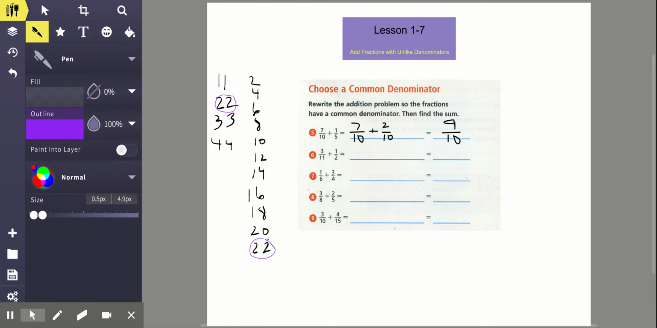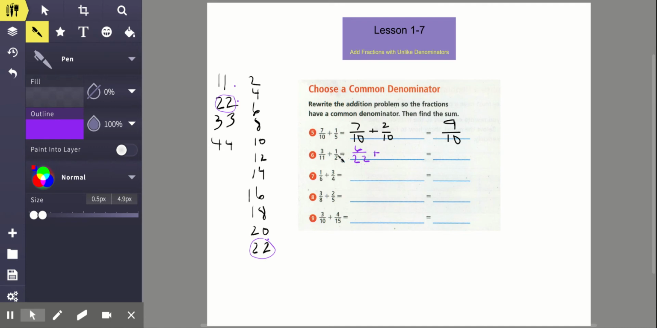So now we're going to rewrite our problem. So 3/11. I need to make my denominator 22. So how did I get there? What did I multiply 11 by to get to 22? I multiplied it by 1, 2. So 3 times 2 would be 6. So I have my first one, 6 over 22.